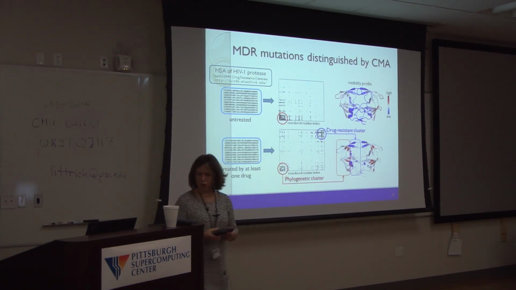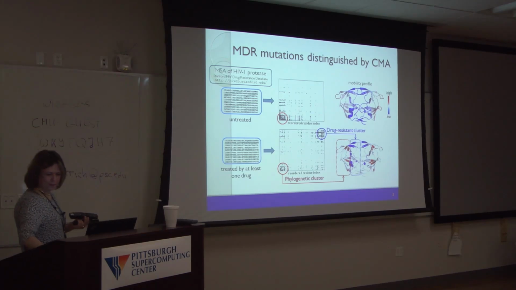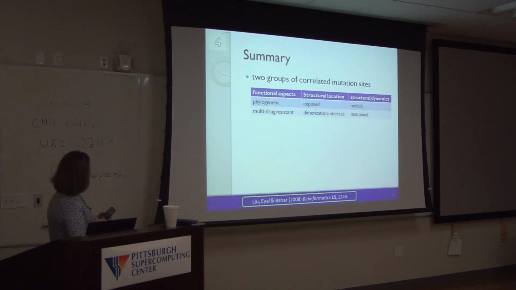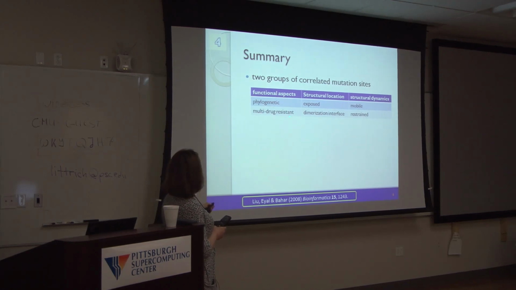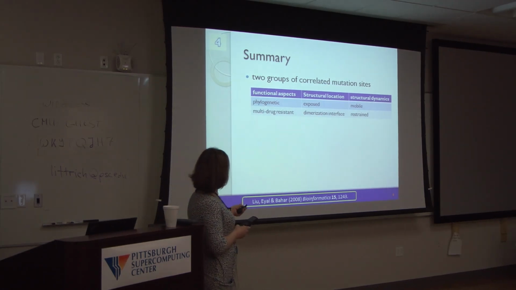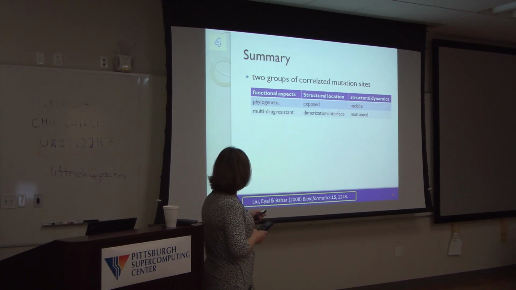And then this drove us to do, well, this is a summary of what was reported there. Two groups of mutations: exposed phylogenetic on the mobile regions, and the multi-drug resistant mutations at the dimerization interface, which is dynamically very restrained.